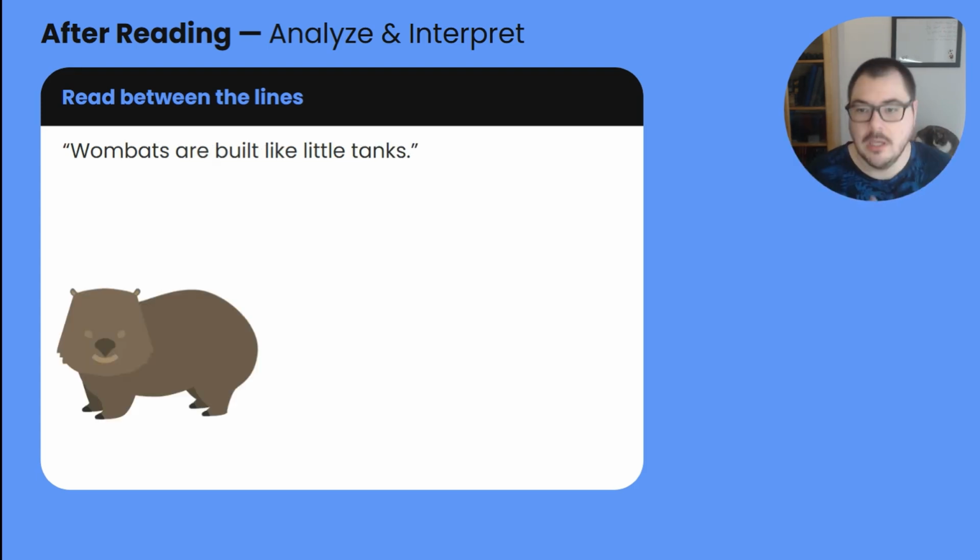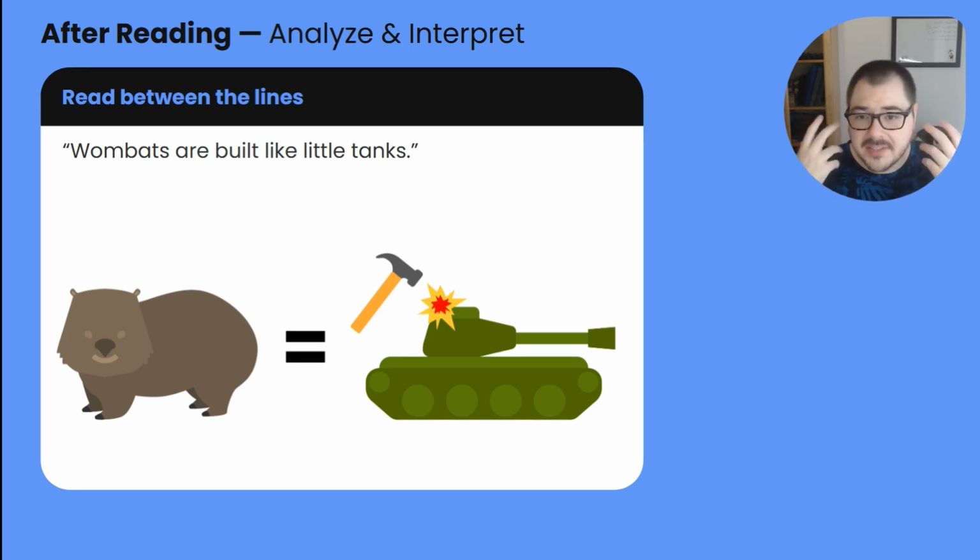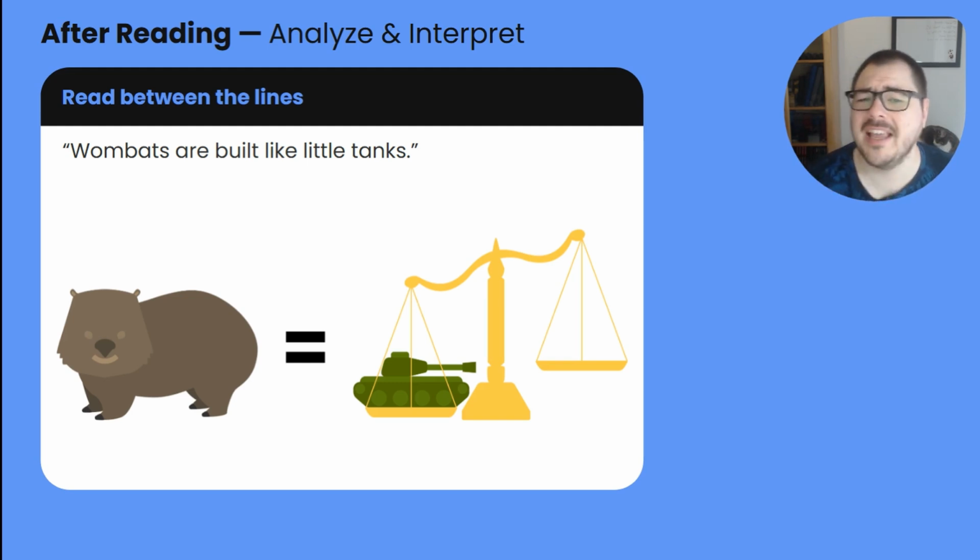For example, when we look at the sentence, wombats are built like little tanks, do we really mean that wombats are made like tanks? No. This is an expression that means wombats are solid and compact, like tanks. We can also deduce from that sentence that wombats are probably pretty heavy. Sometimes, to fully understand a sentence, you'll have to ask someone else to explain it to you. Don't be afraid to ask your teacher or your parents about sentences you're having trouble with.